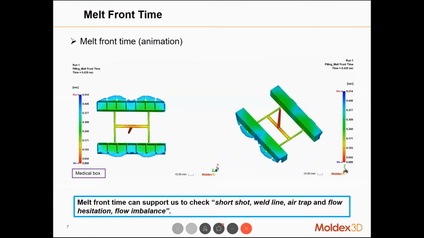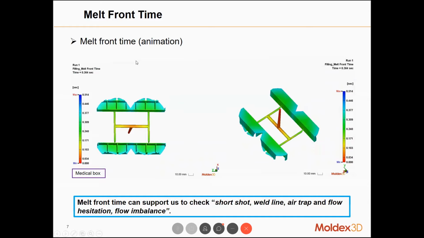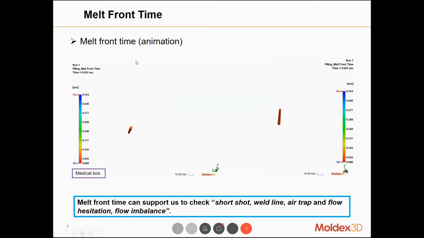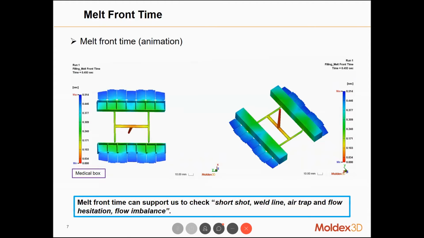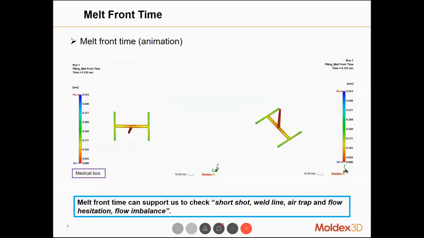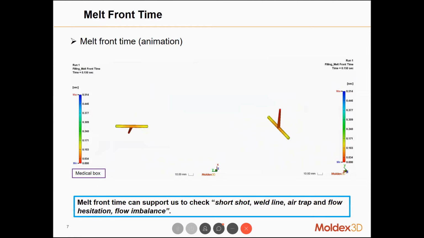So melt front time is a very useful resource for us to check the short shot, weld line, air trap, flow hesitation, and flow imbalance. This page shows you an example of the animation of the melt front time. And the model here is a medical box.